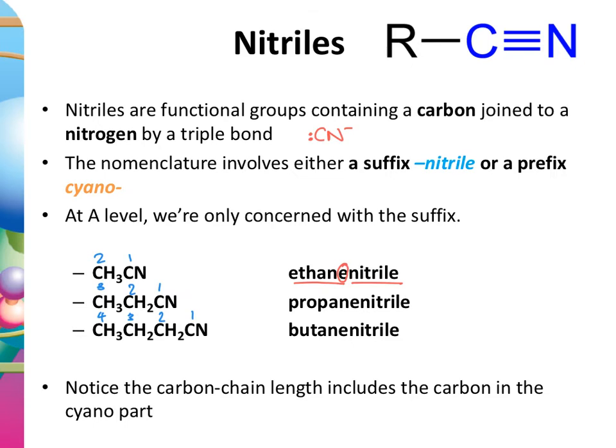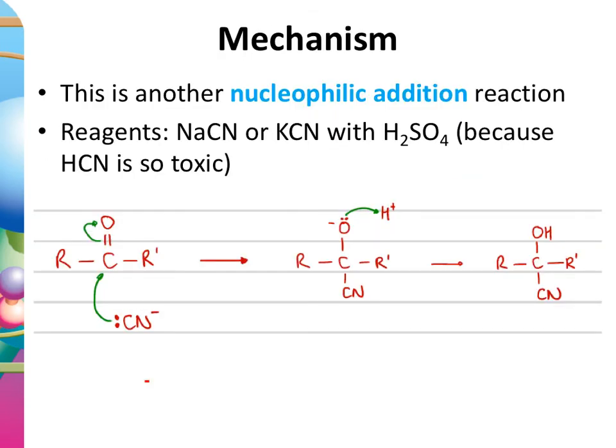When naming compounds with nitrile groups. So here's the mechanism, and it is exactly the same mechanism, right? It's a nucleophilic addition. We are drawing the same arrows. The difference is that our nucleophile is different. That is the only thing. And of course, when it comes to the reagents, because we have a different nucleophile, we have to have different reagents. So we've got a cyanide nucleophile.